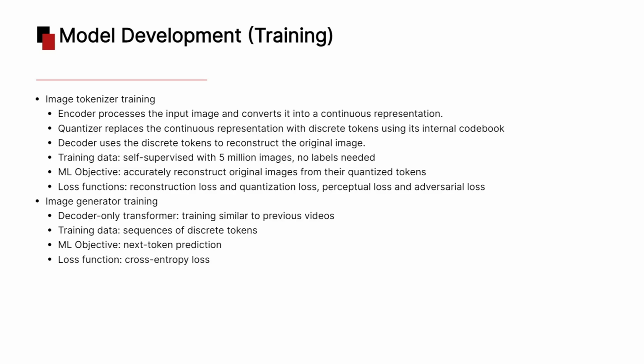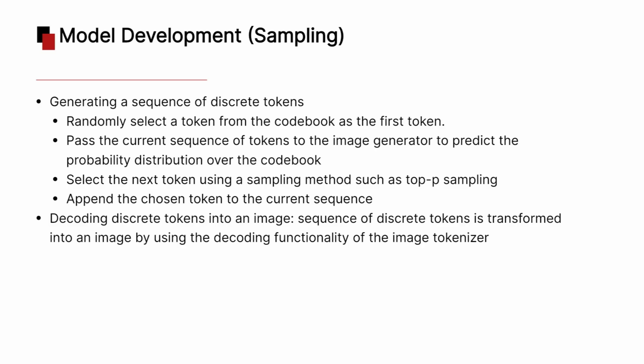Together, these two training phases enable the system to learn a powerful discrete representation of images and generate new high-quality, high-resolution visuals from scratch. In the sampling stage of our high-resolution image synthesis system, the goal is to transform a request into a complete high-quality image. This process begins with generating a sequence of discrete tokens, which serve as the building blocks of the final image.